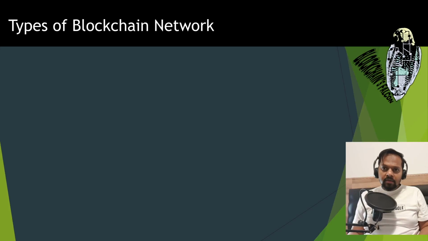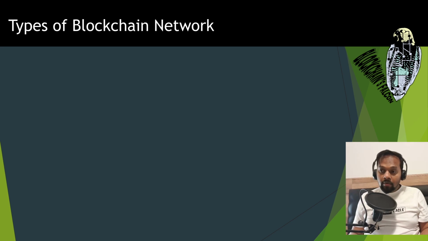So now you can understand blockchain provides a lot of benefits, especially from the transparency point of view, by having the immutability, provenance, and decentralization. However, blockchain networks can be divided into certain types. So now I'm going to discuss what types of blockchain network we can have.